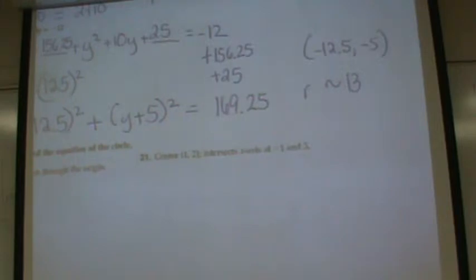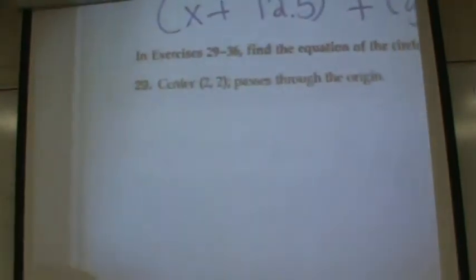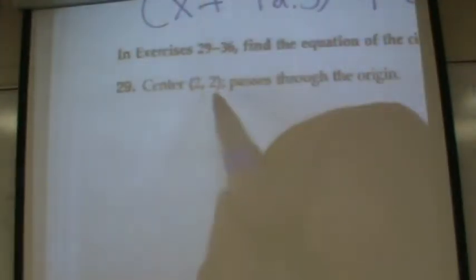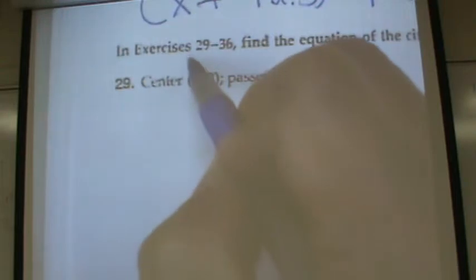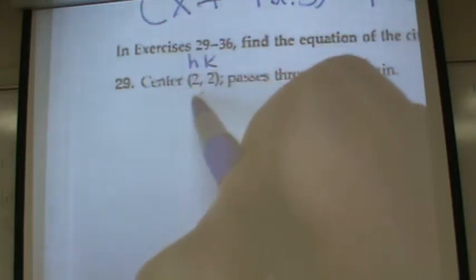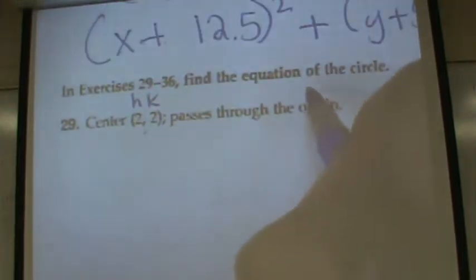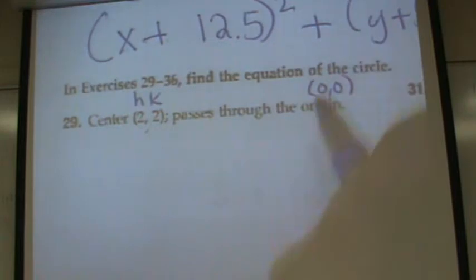Okay, next one. The center is given to you. That's the center. This is your h, k. Center is h, k. And it contains, what's this point? What is this, 0, 0? That's the x and the y.